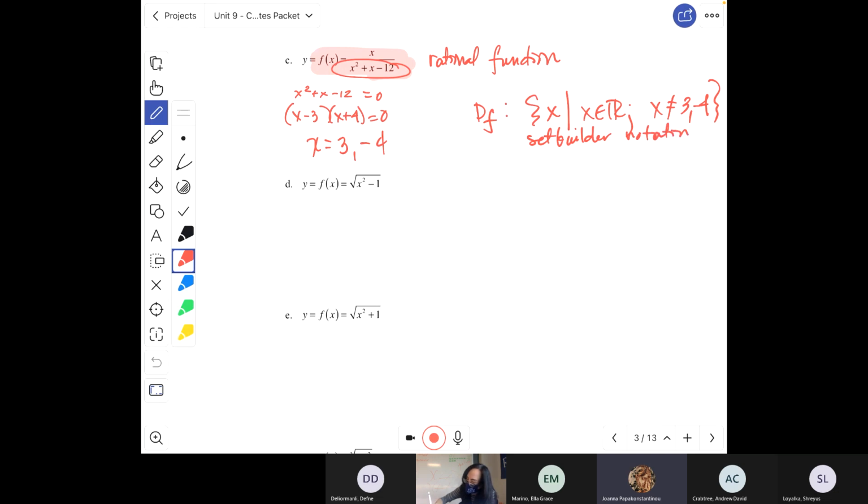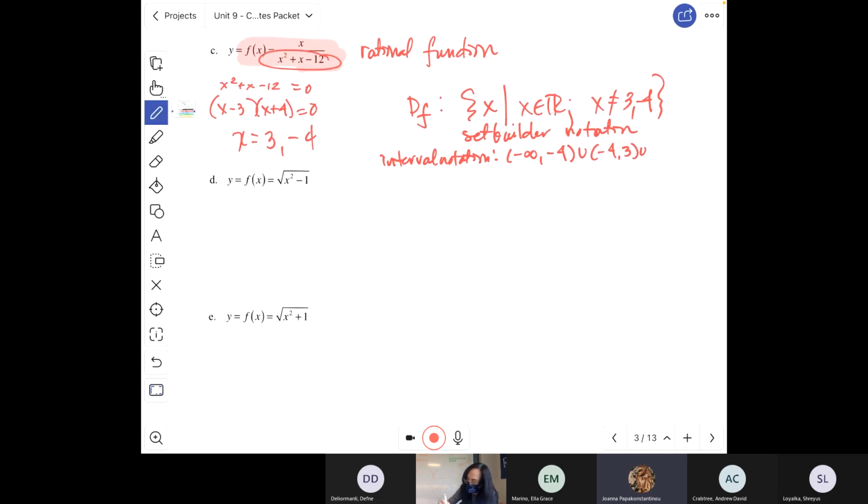Okay, if I wanted to write this using interval notation, what would it be? Negative infinity to -4, union, -4 to +3, union, 3 to positive infinity. Beautiful. Okay, and we should be able to go back and forth among different notations.